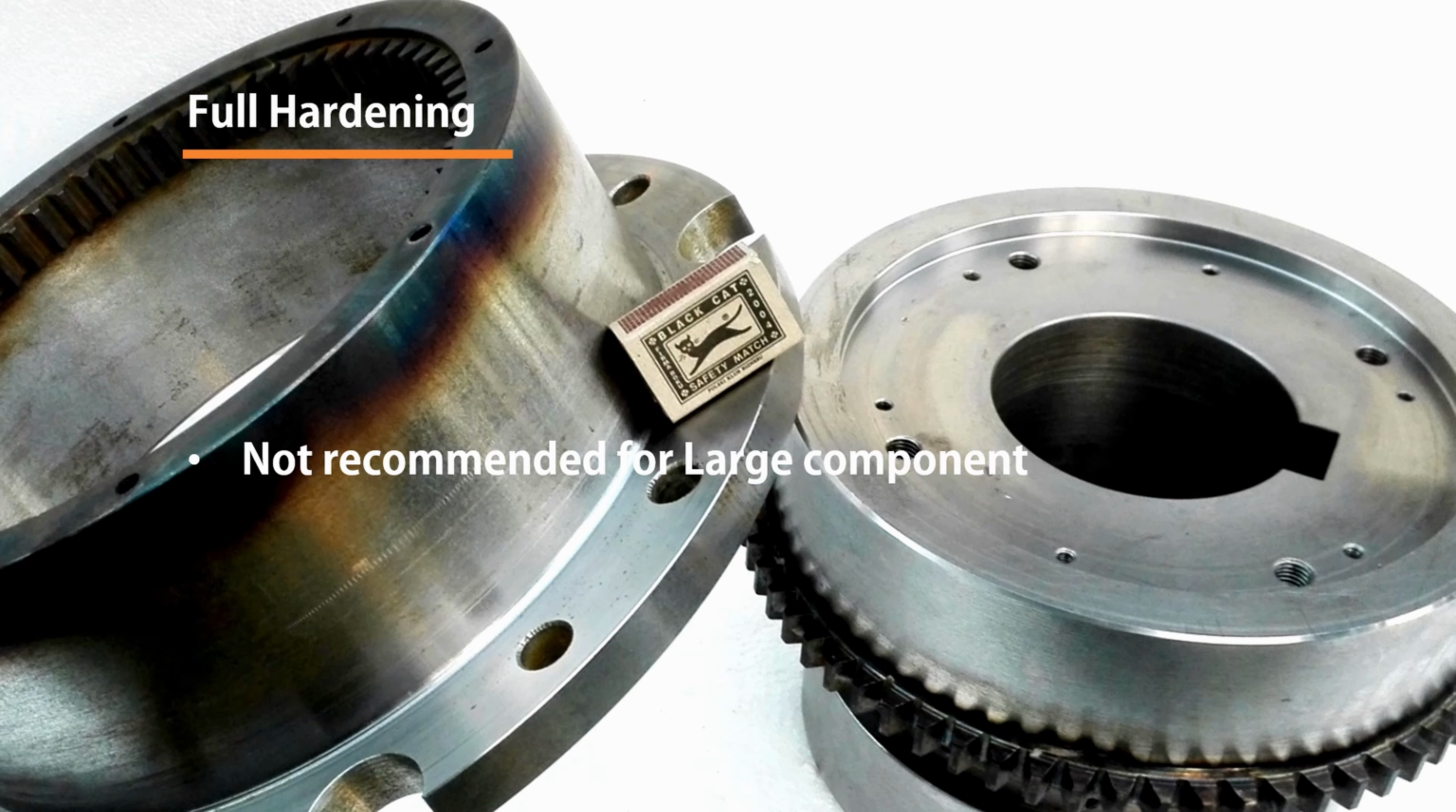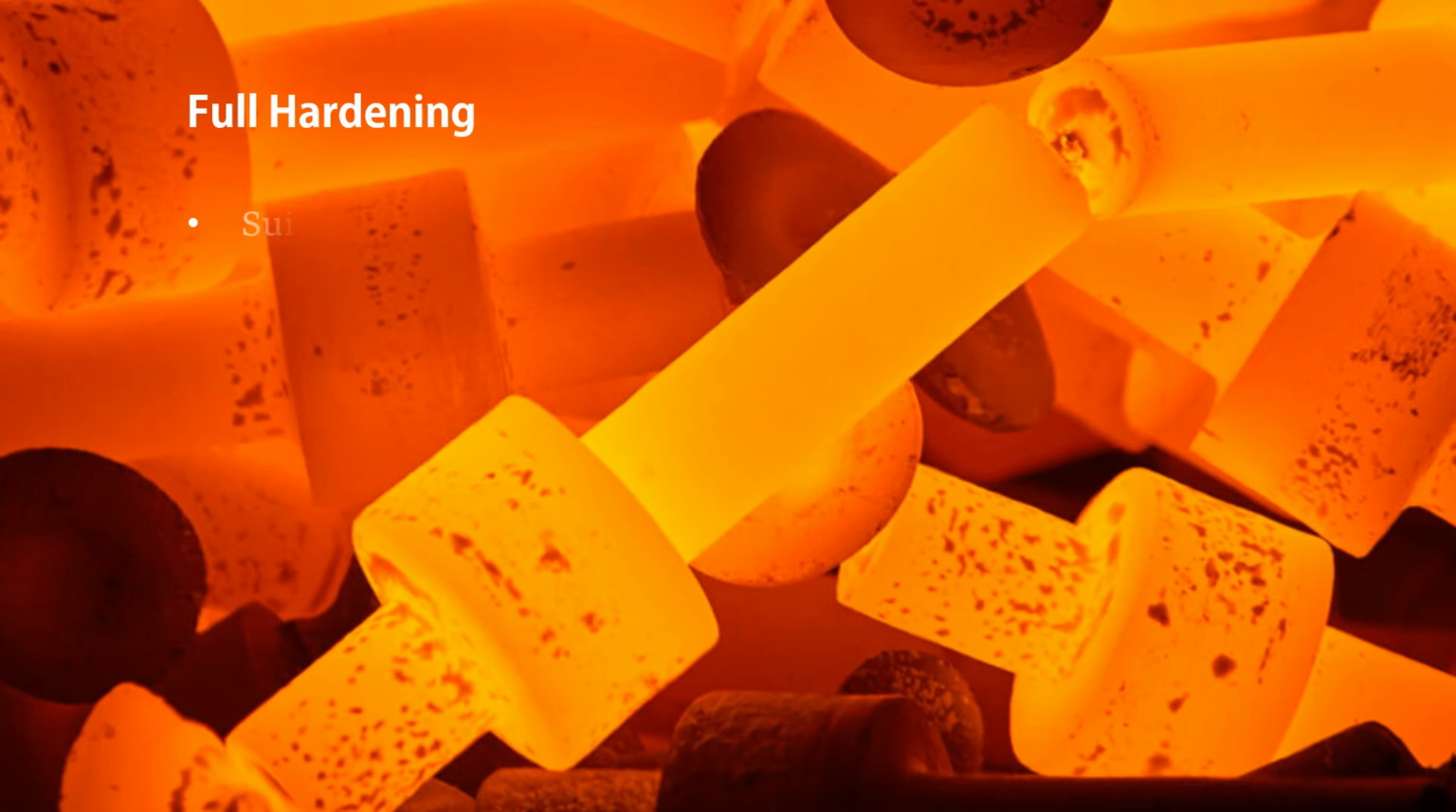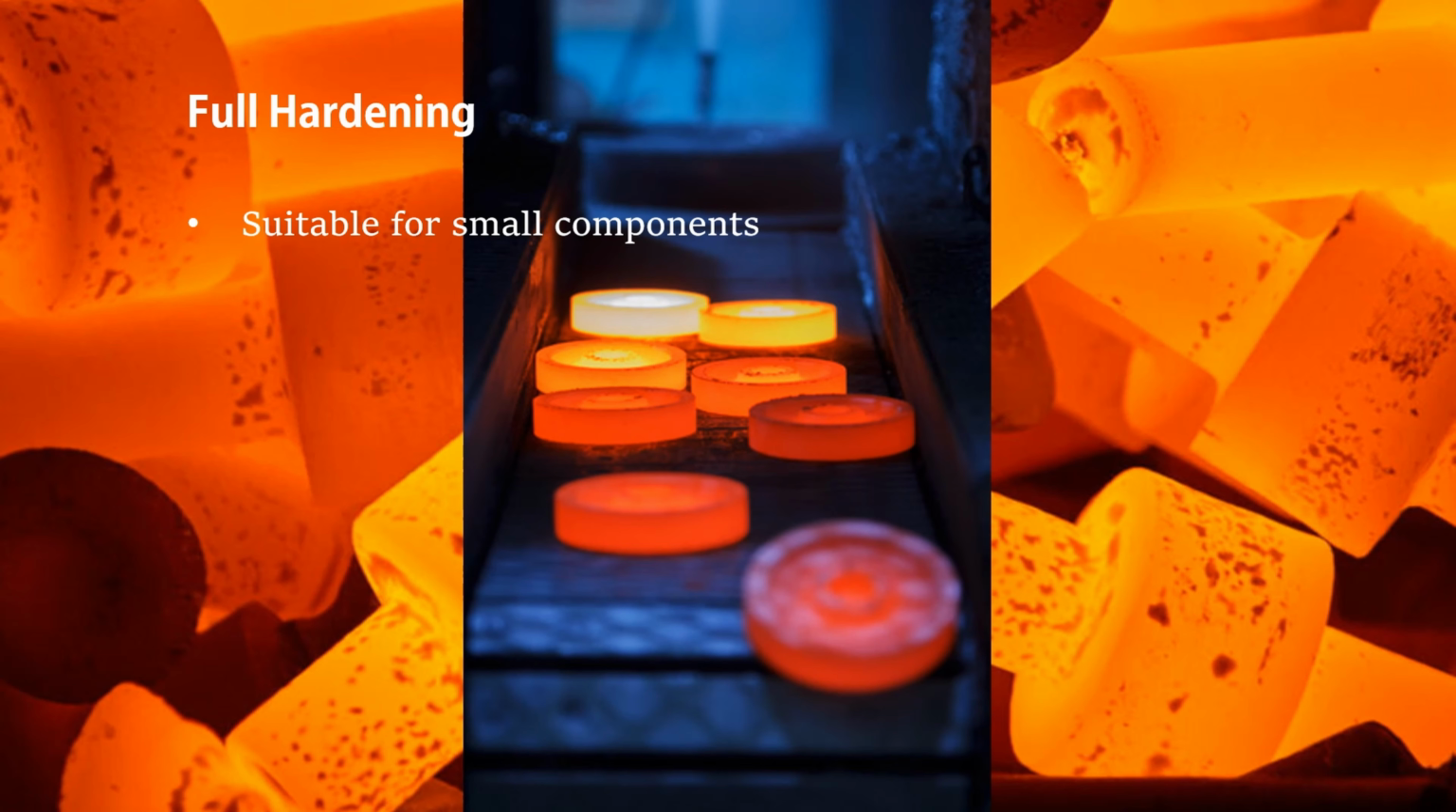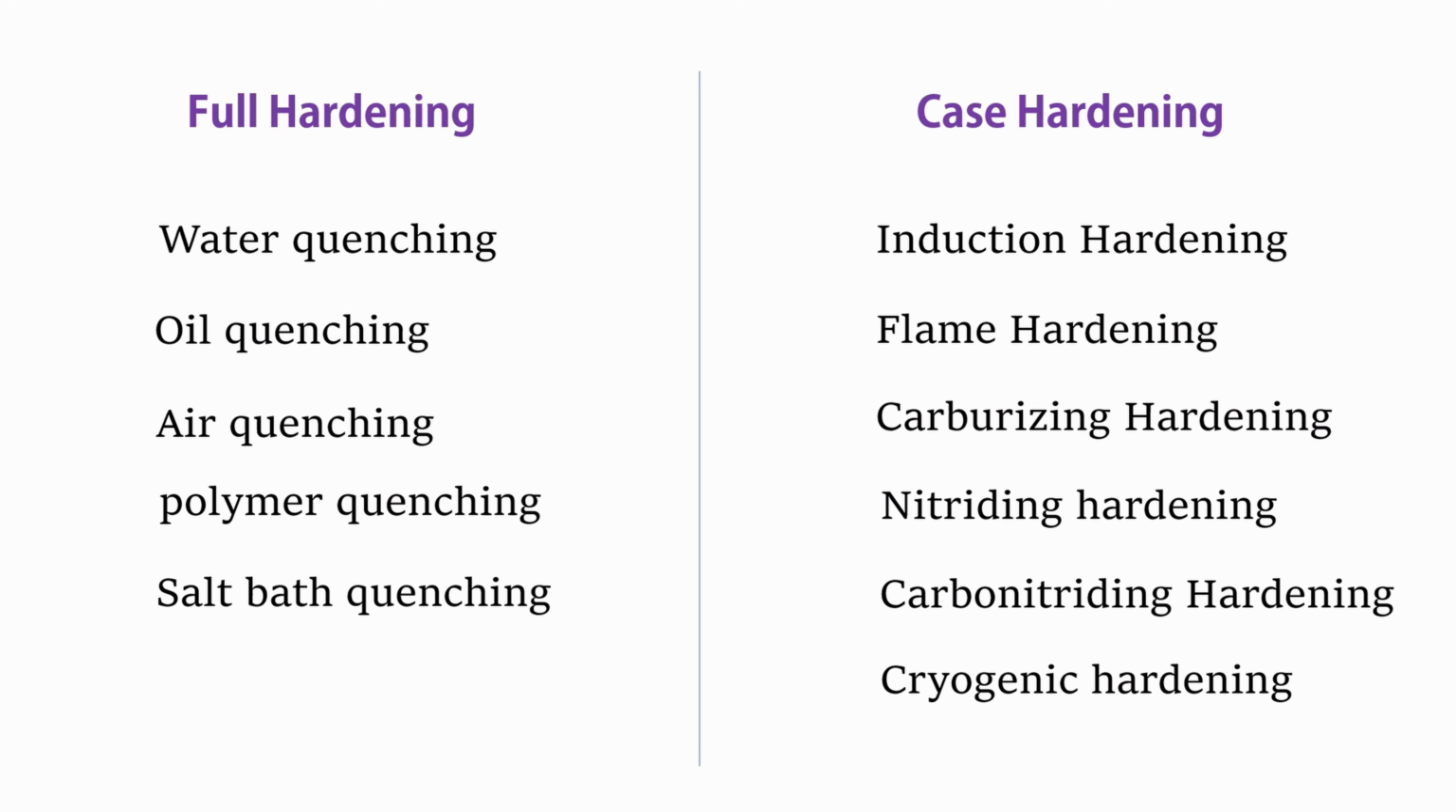Also not recommended for thick and large components because it is difficult to heat and then maintain the same temperature throughout the cross section of the component. However, it is better suited for small components because they can be easily heated in a furnace, which is more cost effective. And now, full hardening can be divided based on quenching medium. So let's start with water quenching, or we can say water hardening.